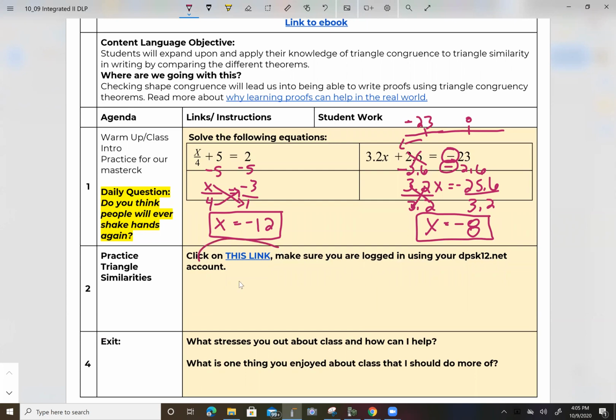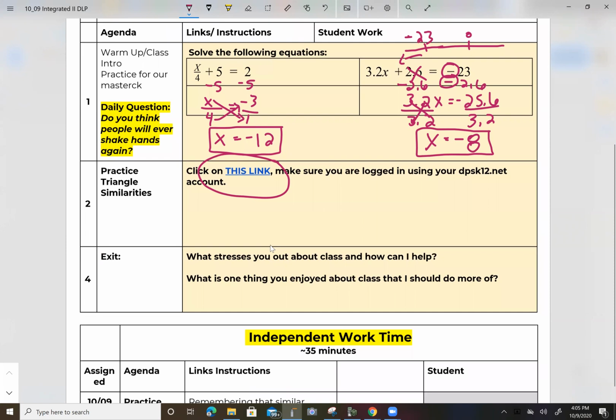Okay, and then I will go over the first kind of ones I did for this one here. And then, because we're going to click on that link and practice some similar triangles. This is the same link that was yesterday, and I just want to go over a couple of them so you can understand how to get started.